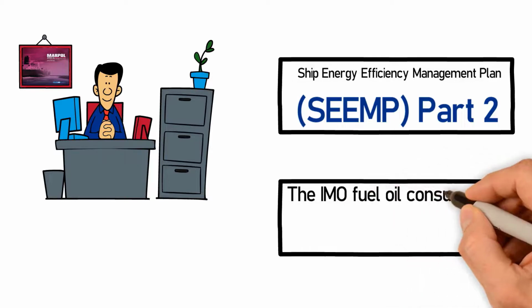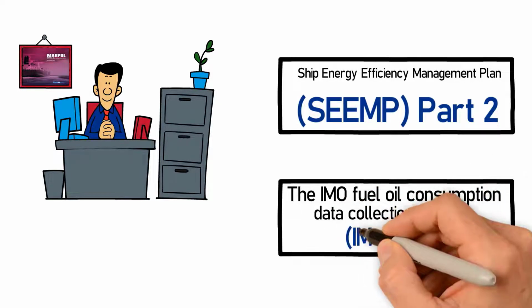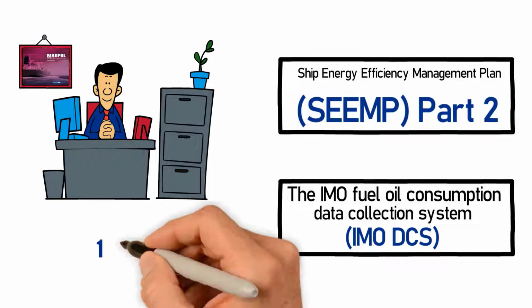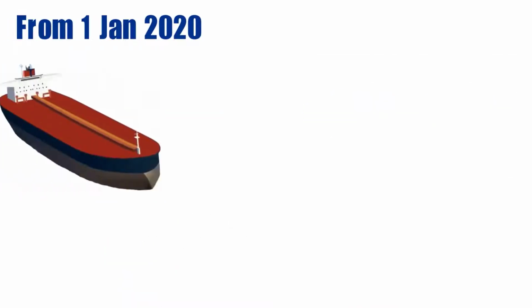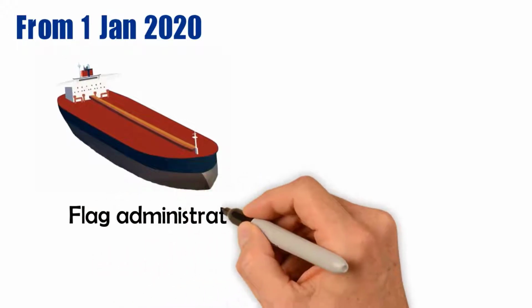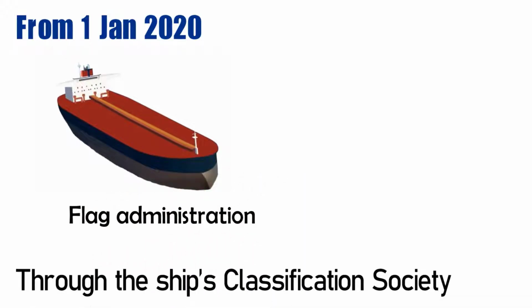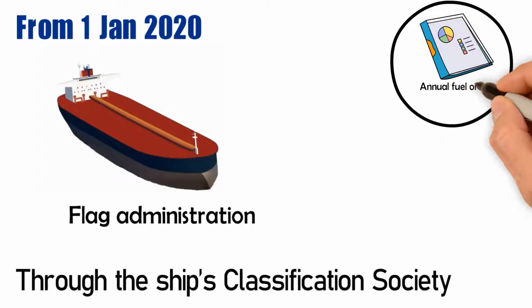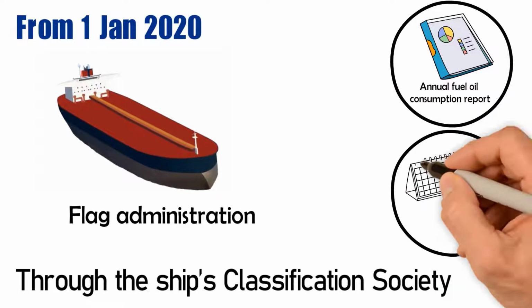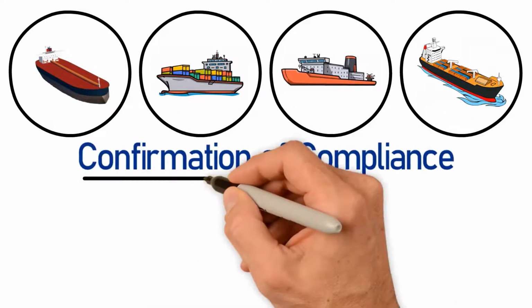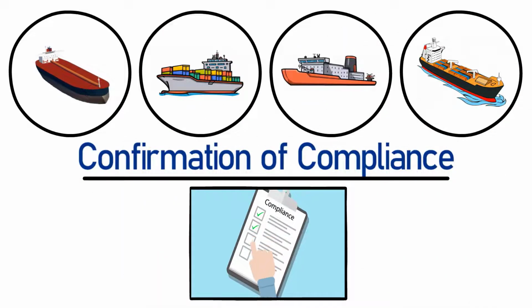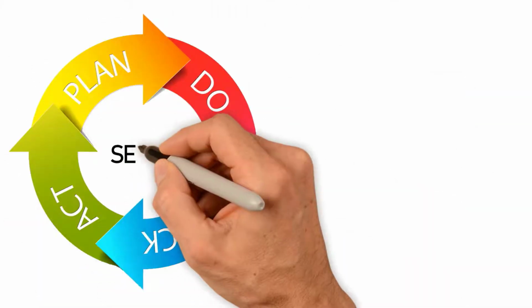The IMO Fuel Oil Consumption Data Collection System, IMO DCS, came into force on 1 March 2018. From 1 January 2019, all vessels were required to submit to their flag administration through the ship's classification society their annual reports on fuel oil consumption data for the previous calendar year. Example, data for 2019. Post-verification, the administration provides each vessel with a confirmation of compliance, which must be retained on board the vessel.